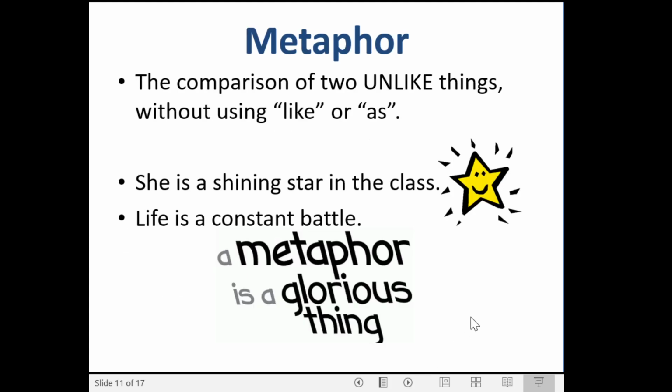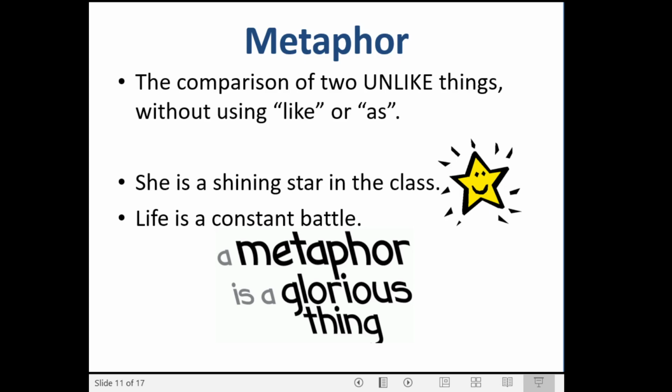Then we have metaphor. It is a comparison of two unlike things without using like or as. Okay, a lot of times it's saying that one thing is another. She is a shining star in the class. Is she actually a shining star? No, it just means she does well in the class.